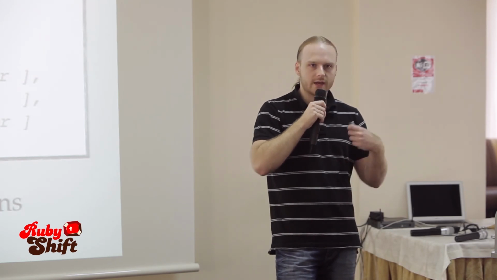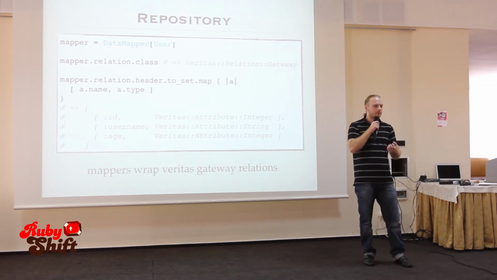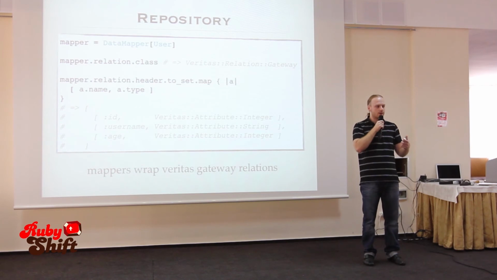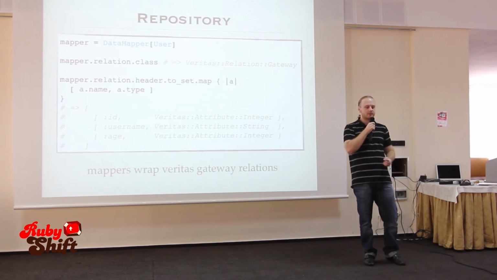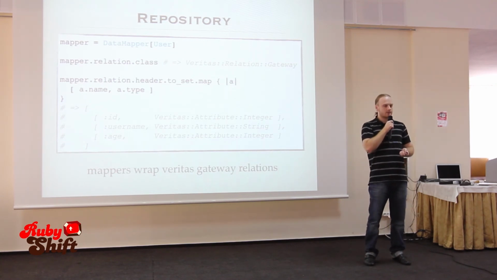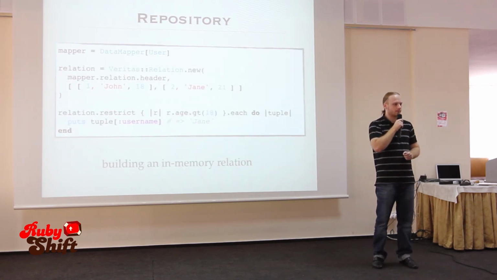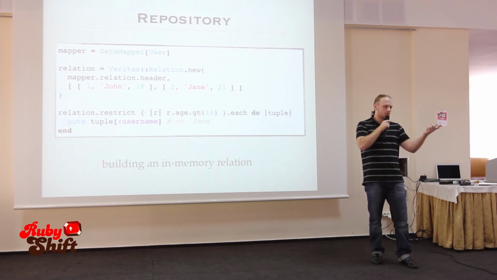So when you take a look at the header of this relation, you will see the same attributes as we defined in the mapper. So we have ID, integer, username, string, age, integer. But here we don't have any mapping, obviously, because this is the header that corresponds to the actual table in the database. So this is simple. And we can use this relation to build an in-memory relation. So we use the same header and we give it some data. So we give it 2 users.